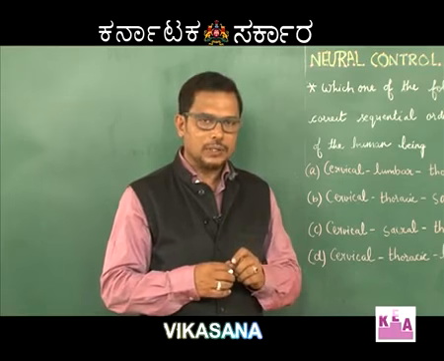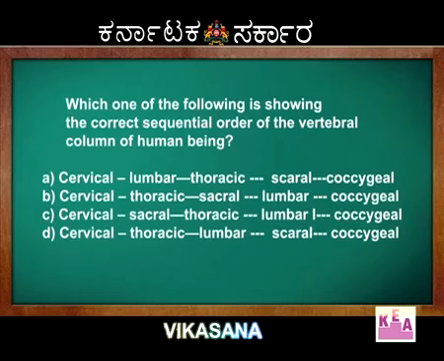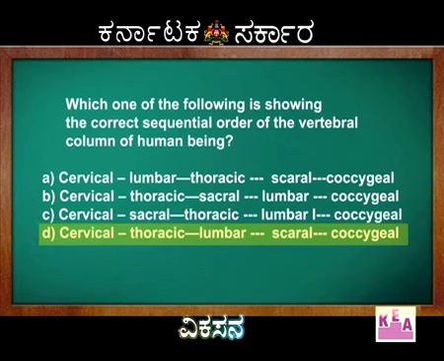In vertebral column, the correct sequence here is option D, that is cervical vertebrae, where there are 7 bones. Thoracic, there are 12 vertebrae. Lumbar, 5 bones. Sacral, 5 bones and coccygeal, 4 fused bones. So, the correct option for this question is option D, that is cervical followed by 12 thoracic bones, followed by 5 lumbar bones, that is followed by sacral bone and coccygeal bone.